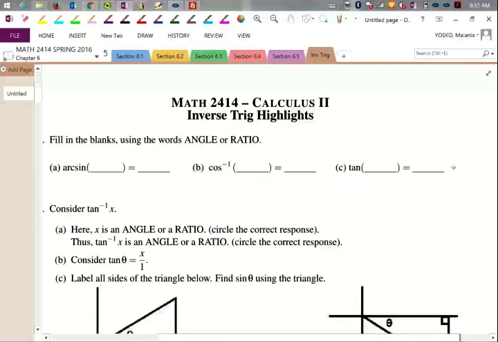Okay, so inverse trig highlights is what I've called this. Arc sine operates on what? Ratio and gives an angle. So cosine inverse operates on ratio and gives angle. Tangent operates on angle and gives ratio. Okay.